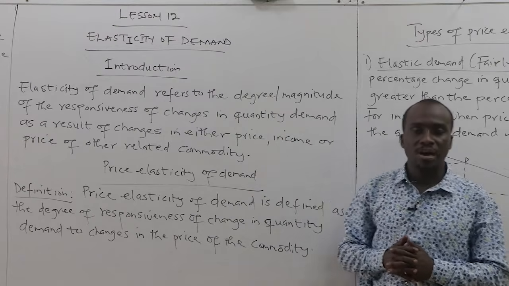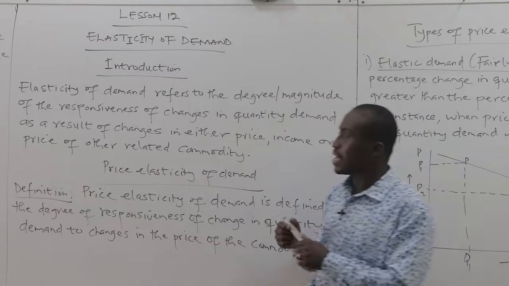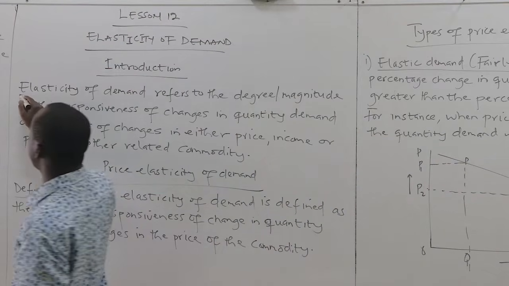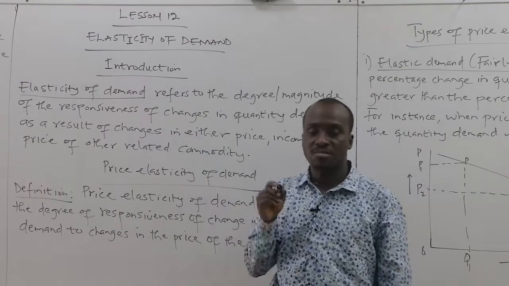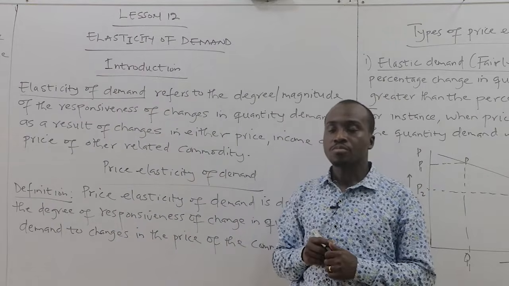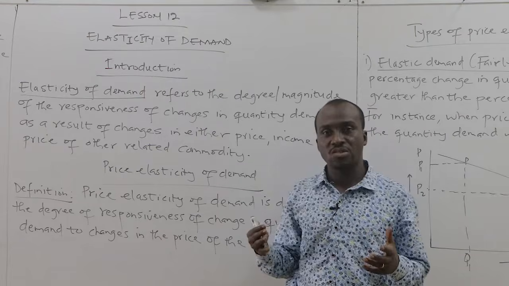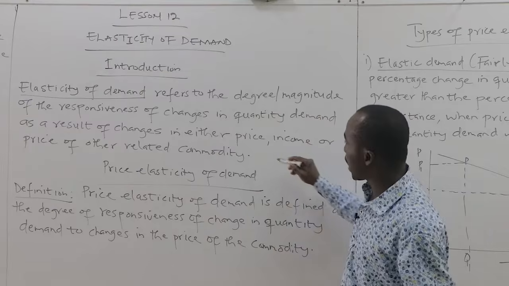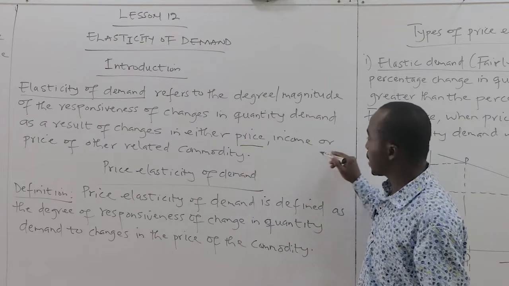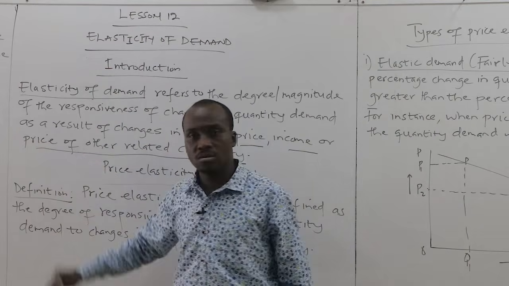So when you say price elasticity of demand, what does it refer to? When you say elasticity of demand, here our emphasis is on elasticity of demand before we come back and take the types and explain them one by one. It basically means that it shows the extent to which demand changes whenever there's a change in either the price of the commodity, income, or price of related products.